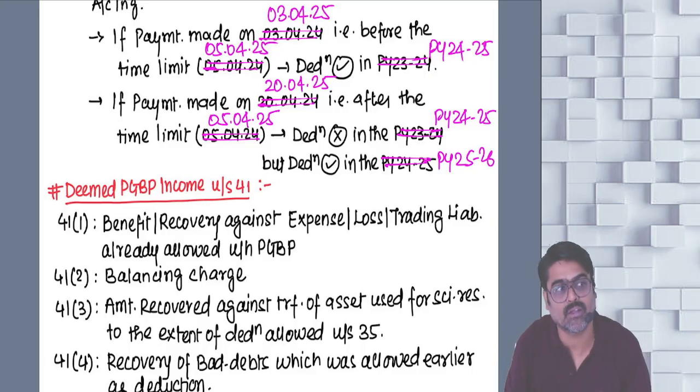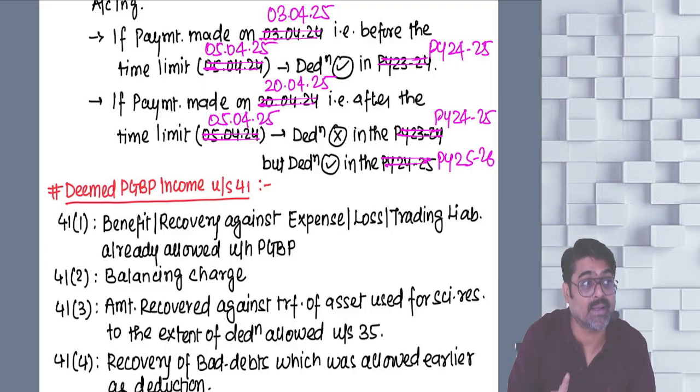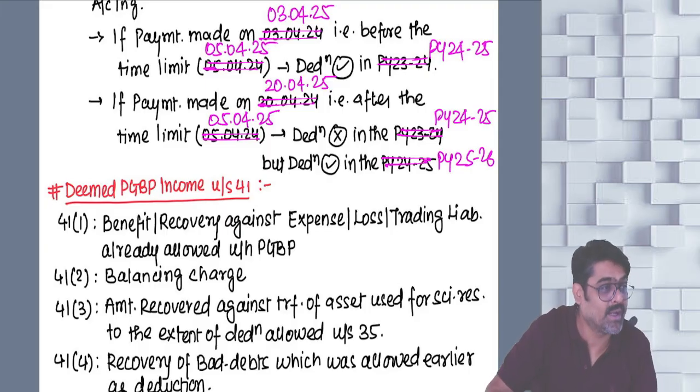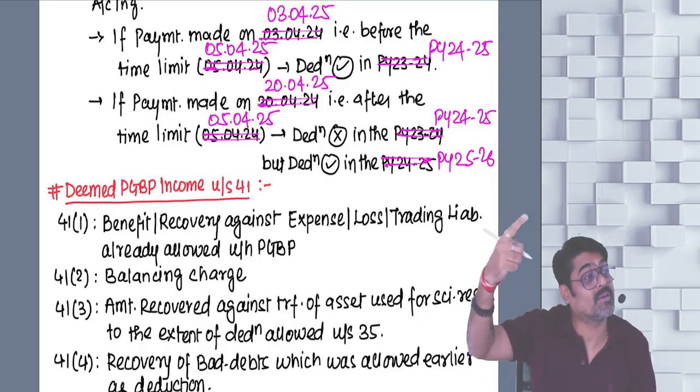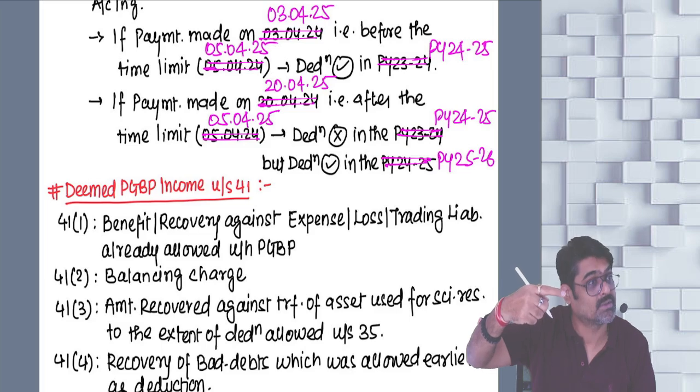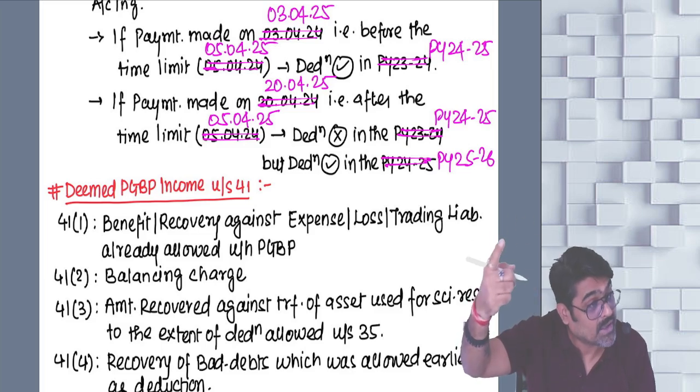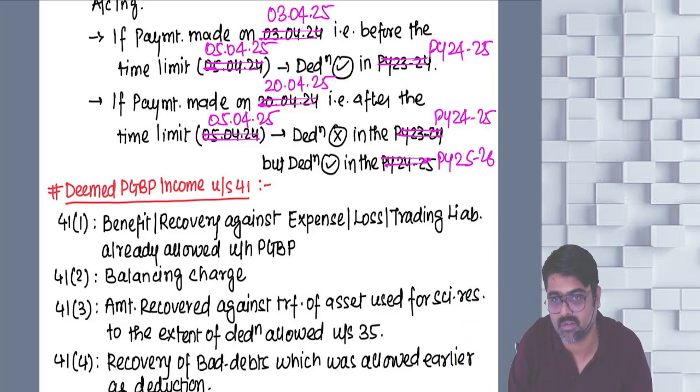What if you have sold that asset for 5 lakh 60,000? 5 lakhs will be treated as your deemed PGBP income as per 41(3), and the balance amount, excess amount over and above the cost, will be taken as your capital gain. I have already told you all these things.